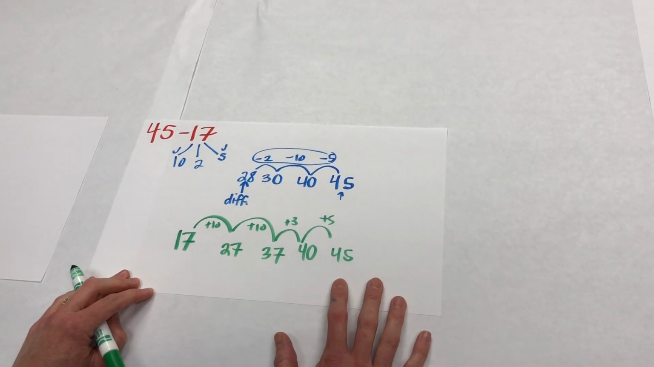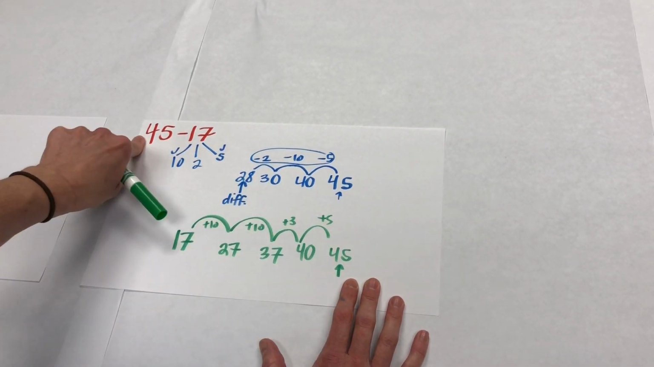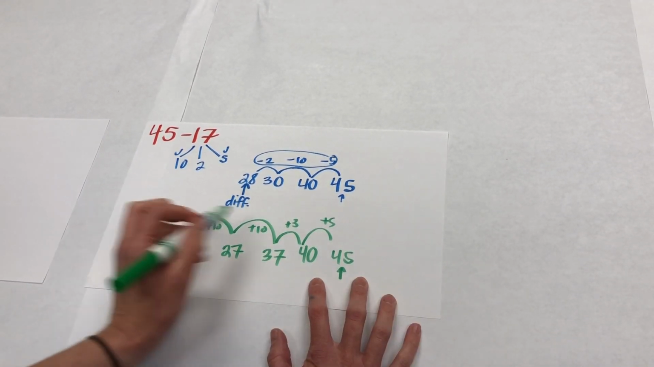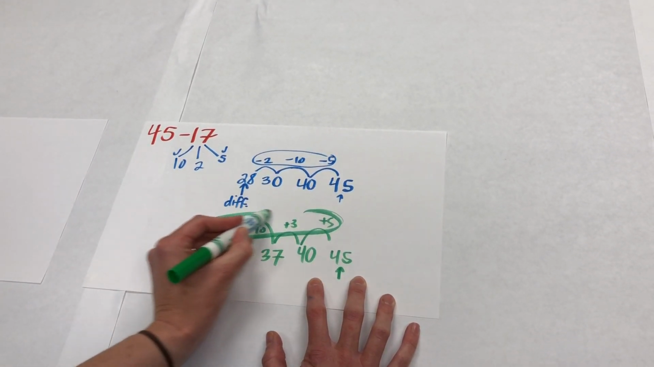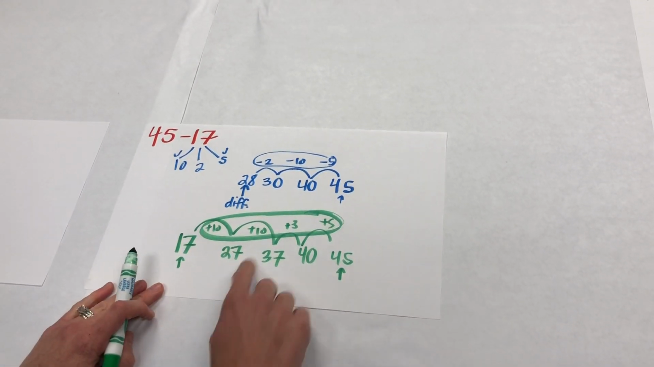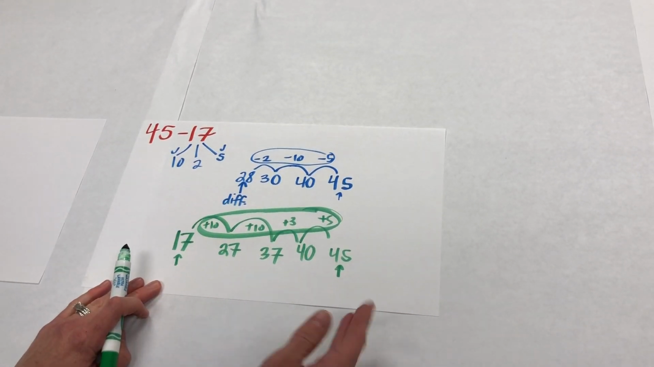Again, going back to the interpretation of this model is what matters. This is what my starting point was in the problem. This was my ending point in the problem. I just chose to count up. The answer is actually going to be found here, 10, 20, 28. So same idea, but they need to be able to interpret the model for what they're using it for.